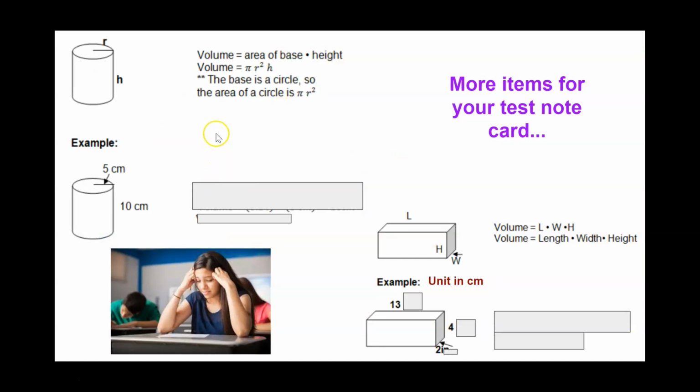What we're going to talk about now is volume. So these are more formulas that you need to know for volume. Volume here I have for a cylinder, we have pi times r squared times h. What does pi mean?